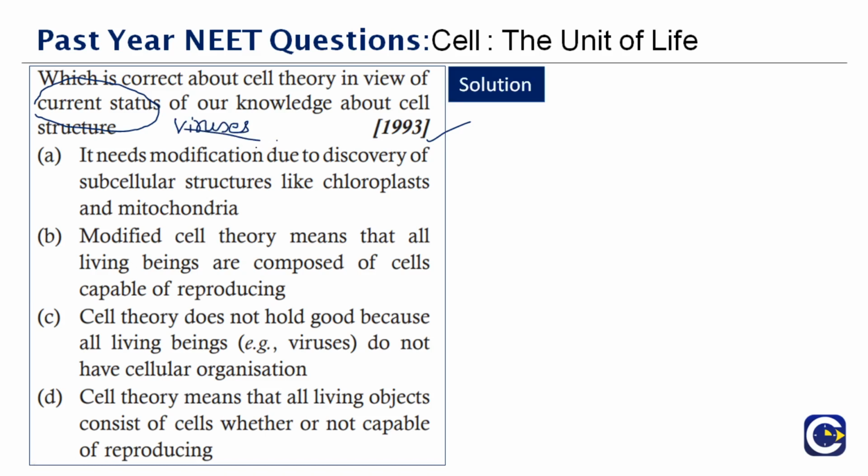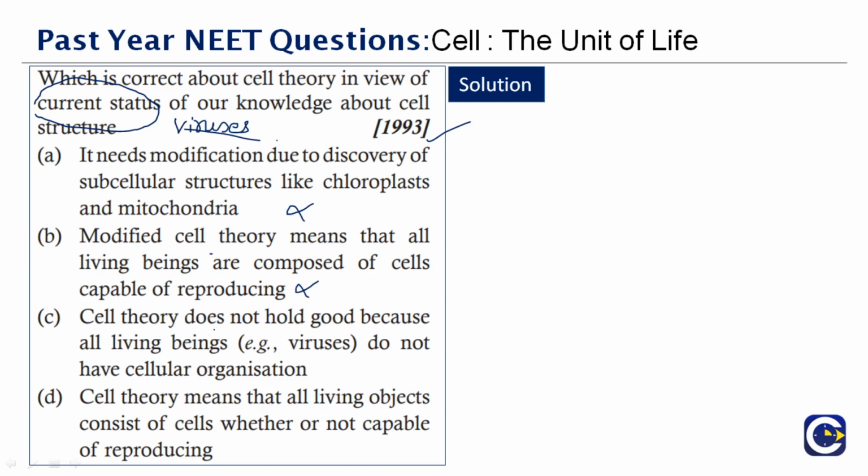It needs modification due to the discovery of subcellular structures like chloroplast and mitochondria. See, this discovery is very old. We're talking about the current status, so this one is not the answer. Look at the second option here. Modified cell theory means that living beings are composed of cells and they're capable of reproducing. This is also something old. We're all talking about the current status.